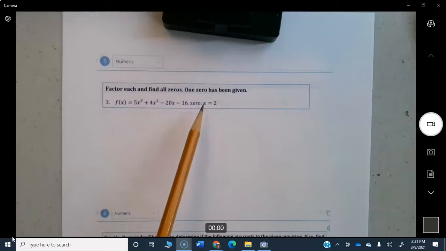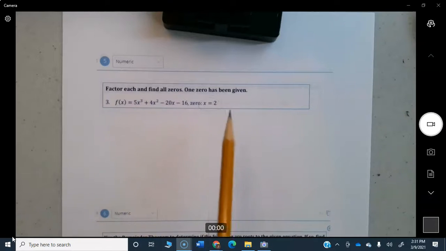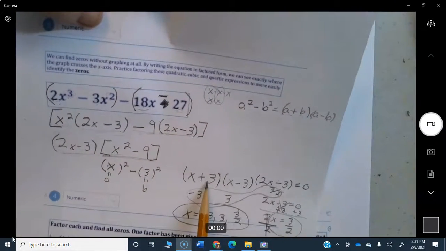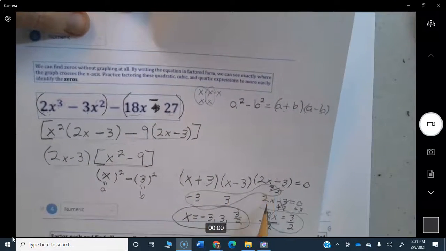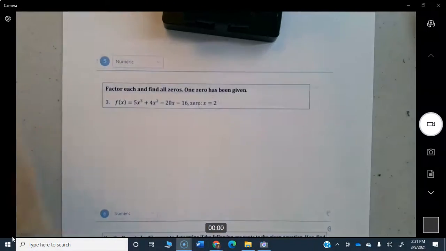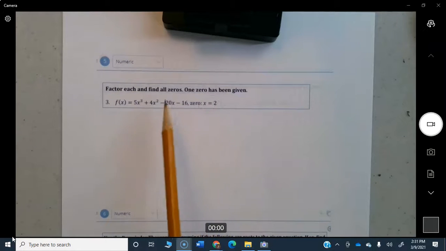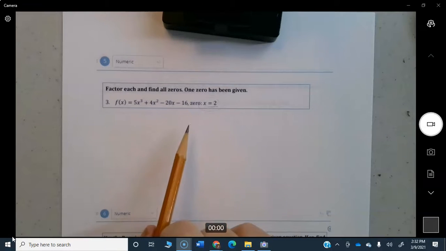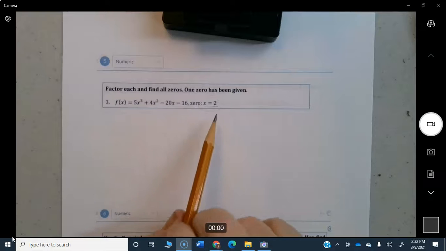Well, you've got to find all the factors and then turn them into zeros like we did previously, right? We found the factors here, here, and here, and then we figured out what the zeros are. Well, they gave us one of the zeros here, but they didn't give us any other factors. So what we're going to do first is find the factors. So what's the factor that would make 2 a 0?